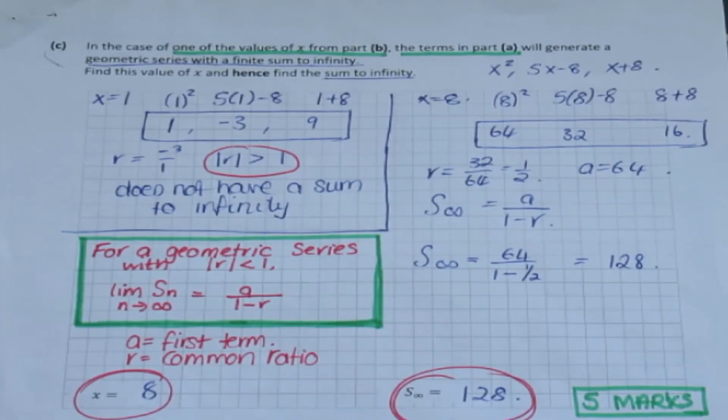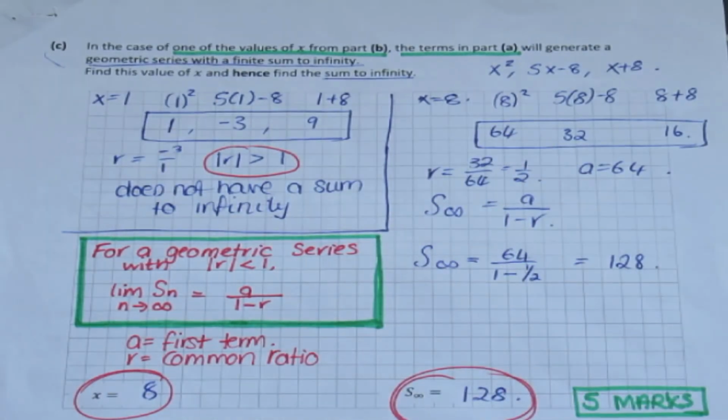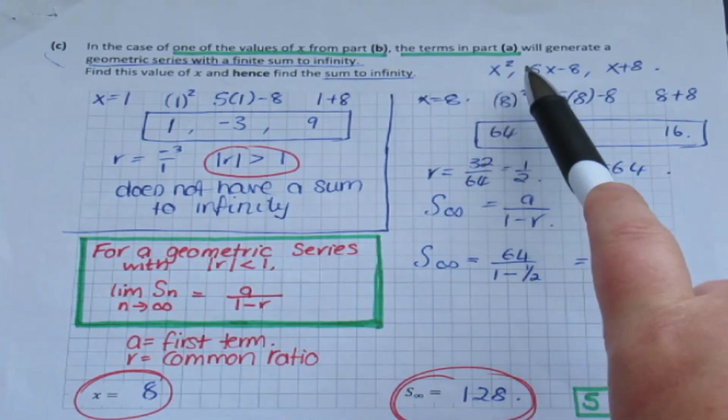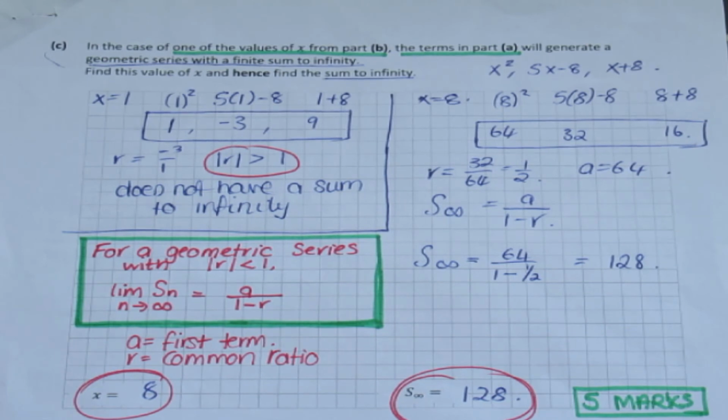Looking at part C of this question, they are saying in the case of one of the values of x from part B, well, the values of x from part B are x equals 1 and x equals 8, the terms in part A will generate a geometric series with a finite sum to infinity. Find this value of x and hence find the sum to infinity. If we look back at part A, the three terms we're talking about were x squared, 5x minus 8 and x plus 8. So we're going to see, do they create a geometric series with a finite sum to infinity?